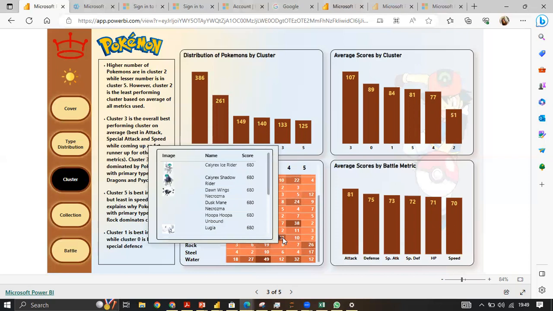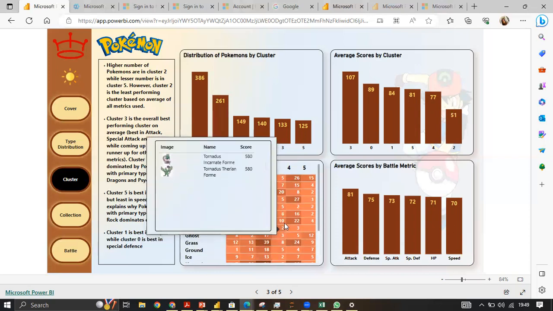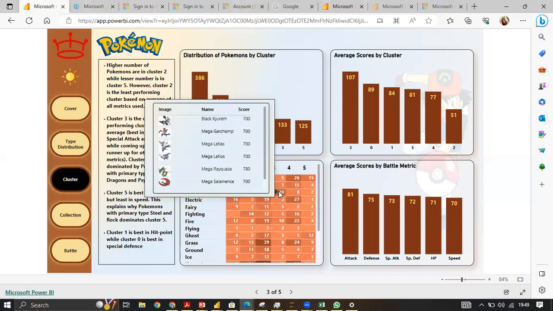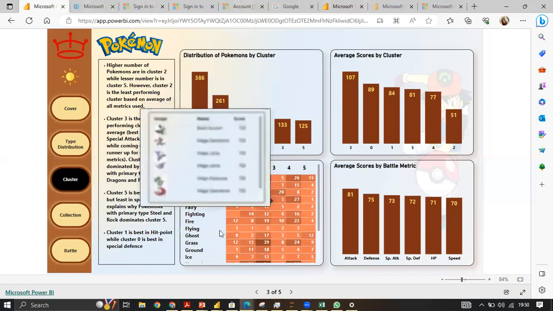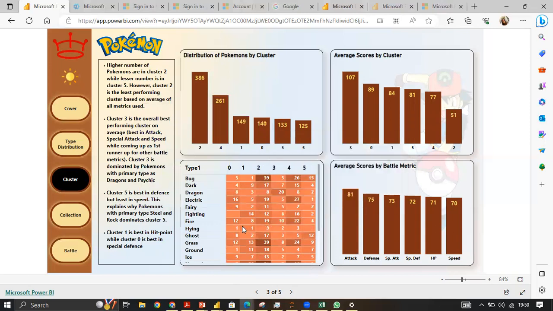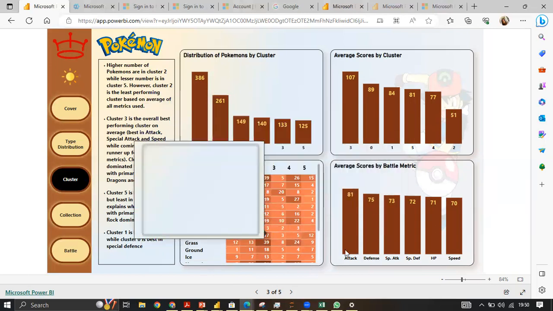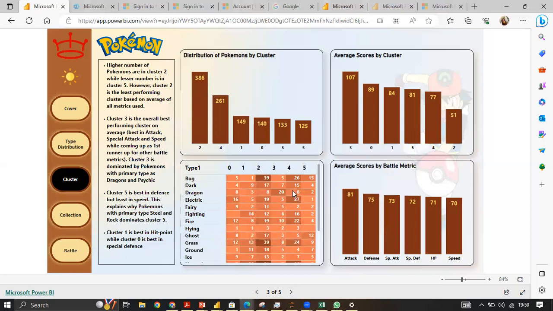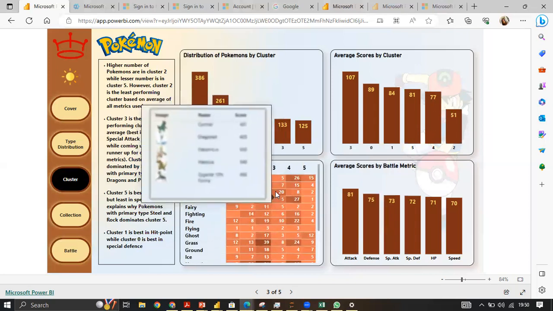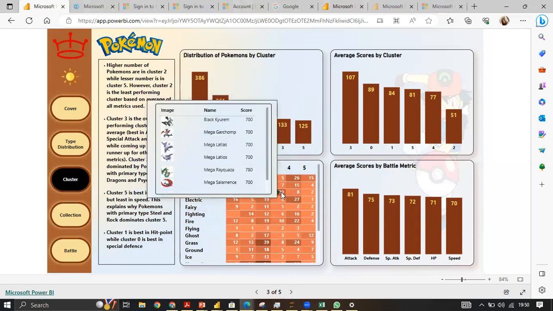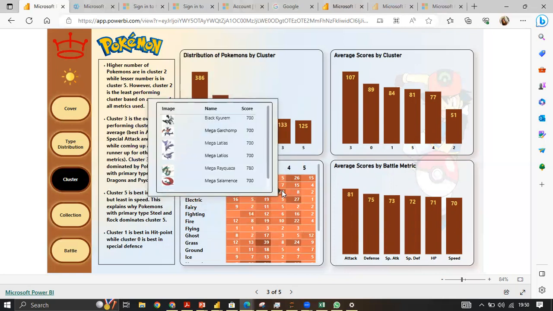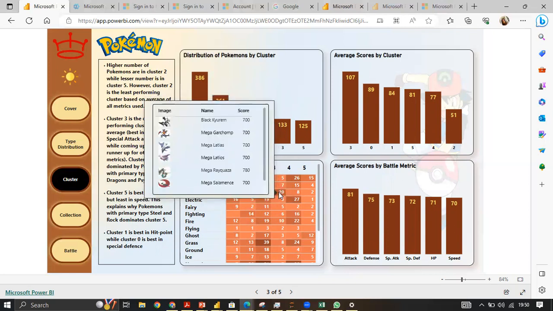Psychic has 22, while Dragon type has 20. Now, I could say that the Dragon type is performing better than the Psychic type, because looking at the Dragon type, it has a lesser number than Psychic, but more of its distribution, more of the numbers in Dragon are in this cluster 3, where we have Mega Rayquaza leading the group, followed by these other ones. They just have equal scores of 700 each.